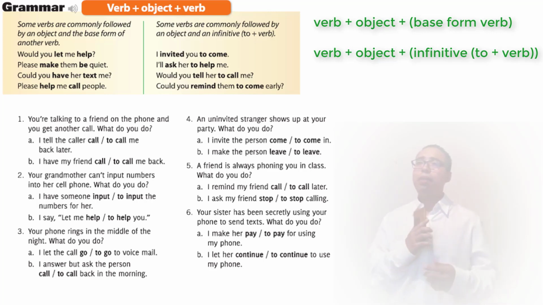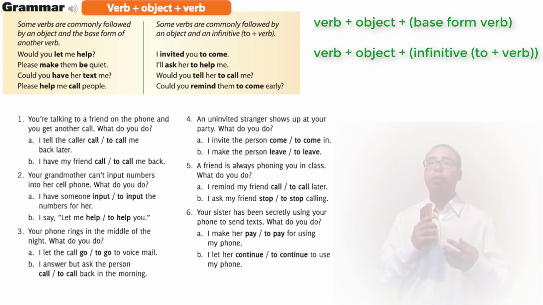It says, I invited you to come. So infinitive means it's going to have the to in front of the verb, because you can't just have the verb alone. If you want to use it, you have to add the to to it. So I invited you. I invited you to what? To come.